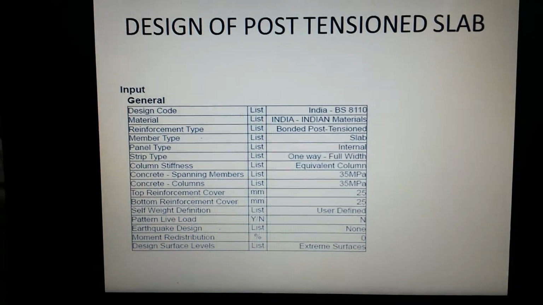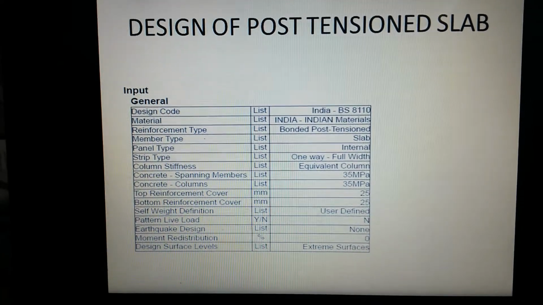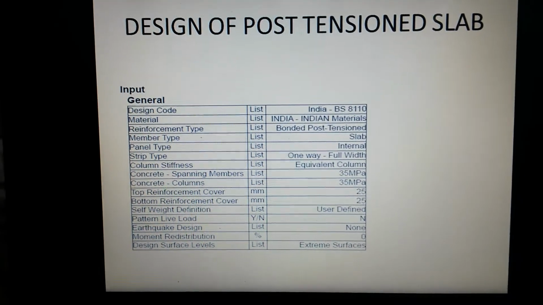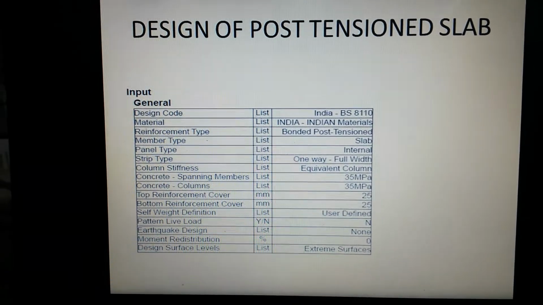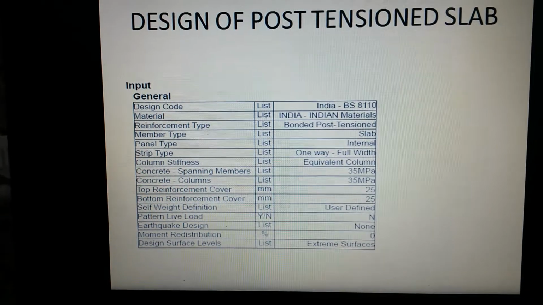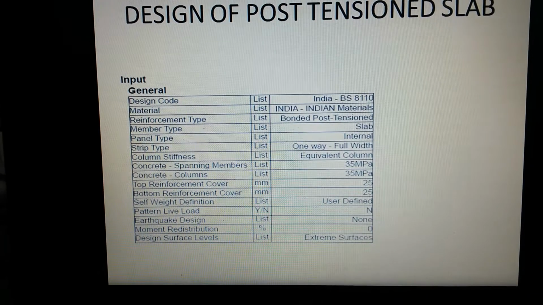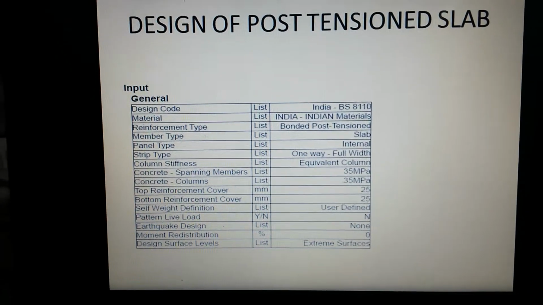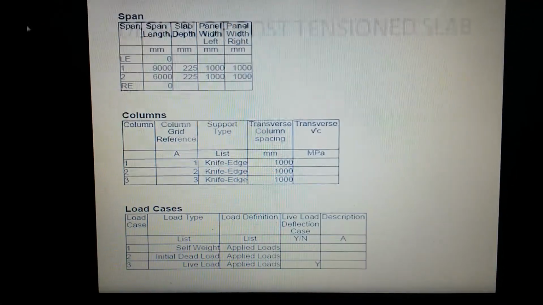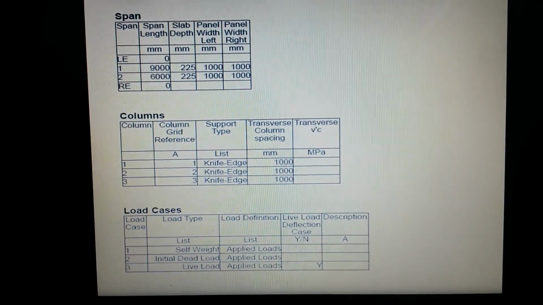For the design of the post-tensioning slab, we used a software named RAPT, that is Reinforced and Post-Tensioned Analysis and Design Software. In this, the inputs given are the design code and the material we used, the reinforcement type, whether it is bonded or unbonded post-tensioning, the member type, then the reinforcement cover, strength of the concrete, and the depth. By giving all these inputs, we get the output in PDF form.